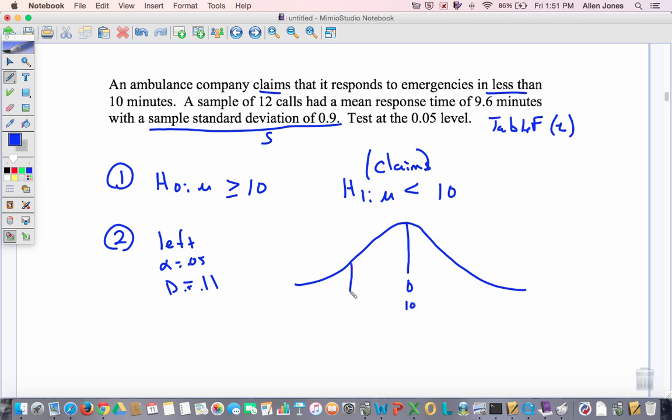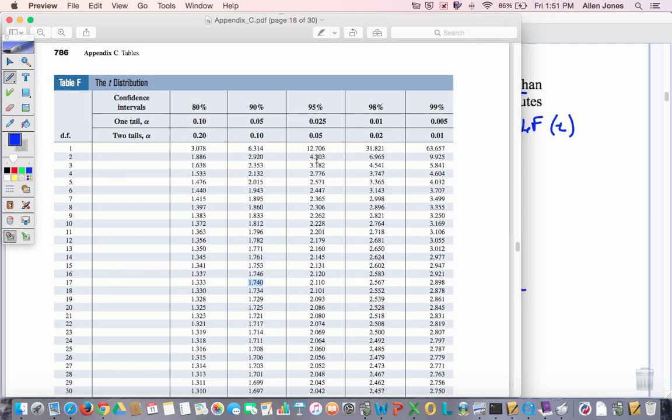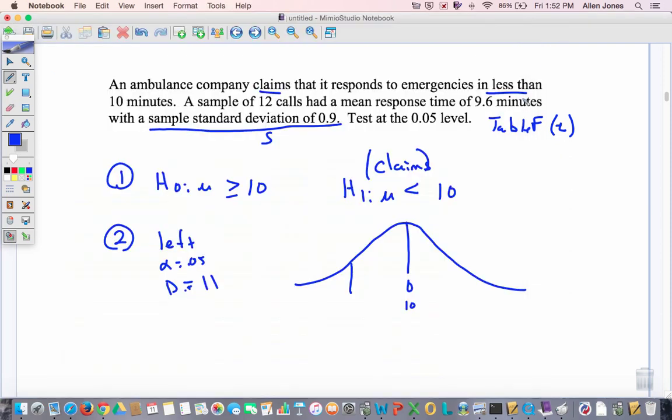We'll put our mean here in the middle. We'll put our critical value over here. That's going to come from the table. So we have alpha is 0.05, not 0.11. 11 is our degrees of freedom, or our sample size minus 1. So we'll go to our table. Alpha is 0.05. It's a one-tailed test. 11 degrees of freedom. We have a 1.796. We're on the left-hand side, so once again, our critical value is negative. So negative 1.796 goes there.